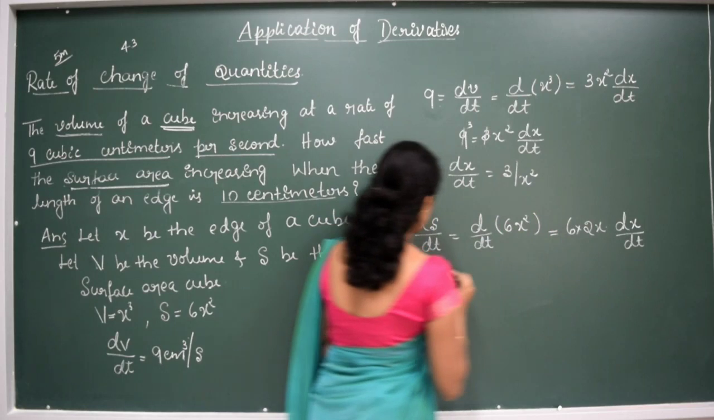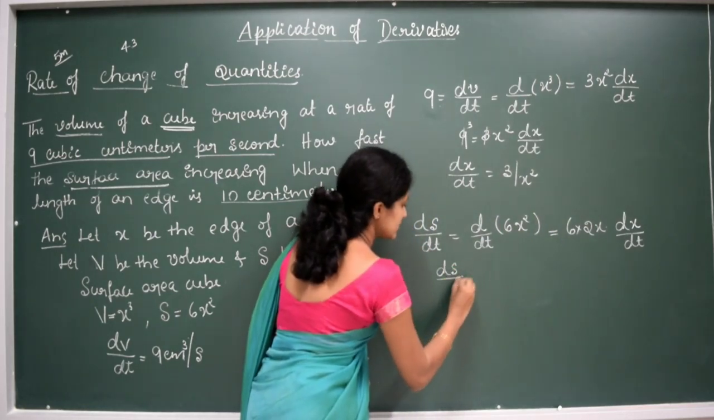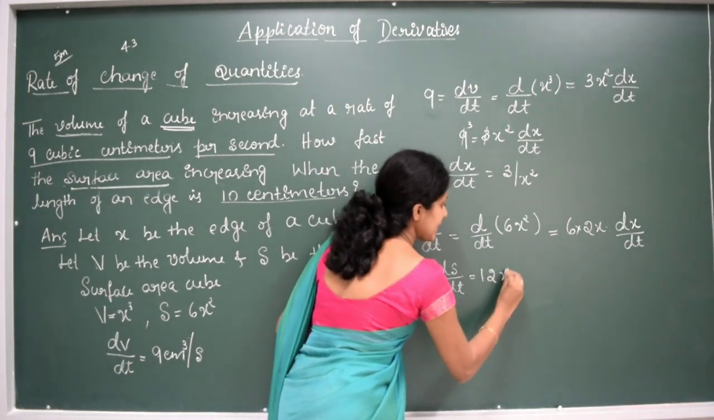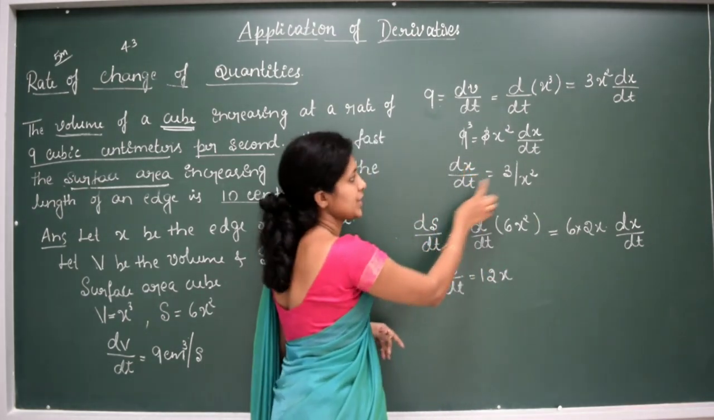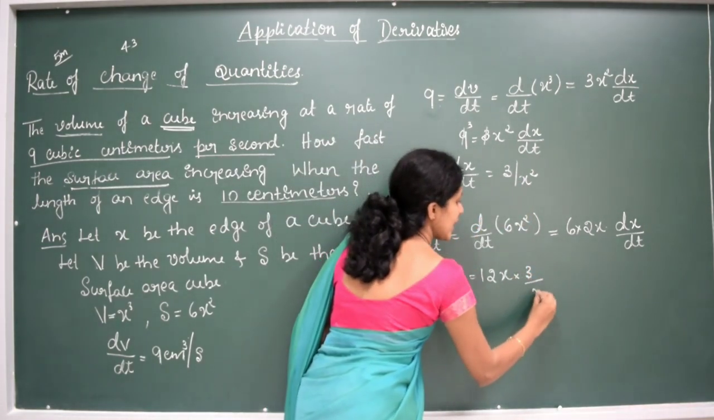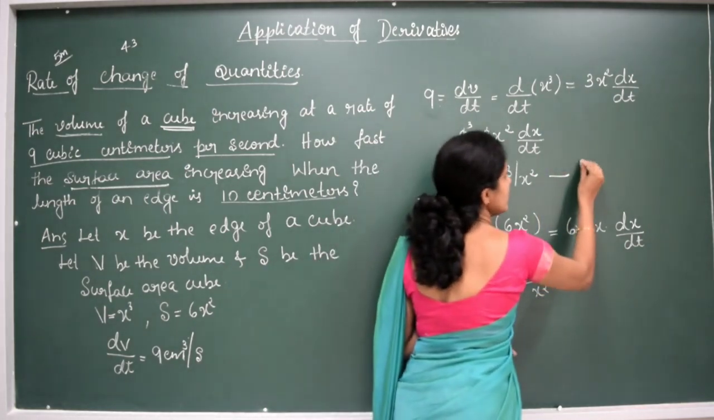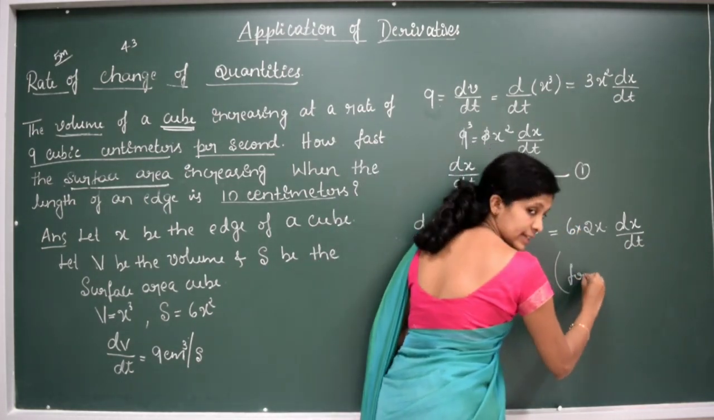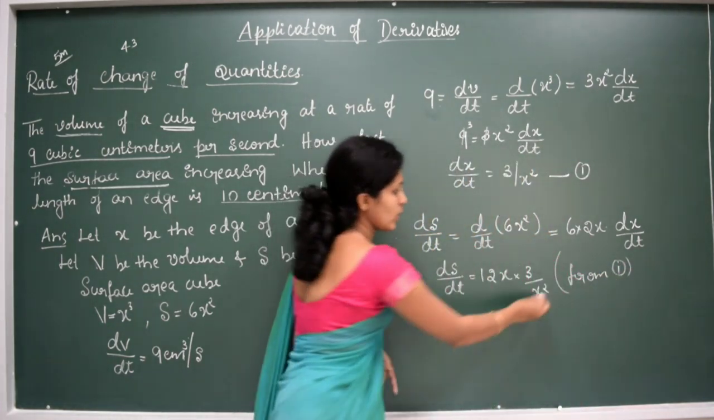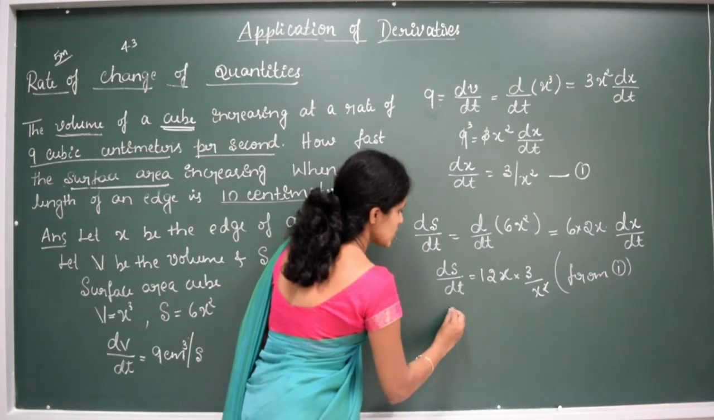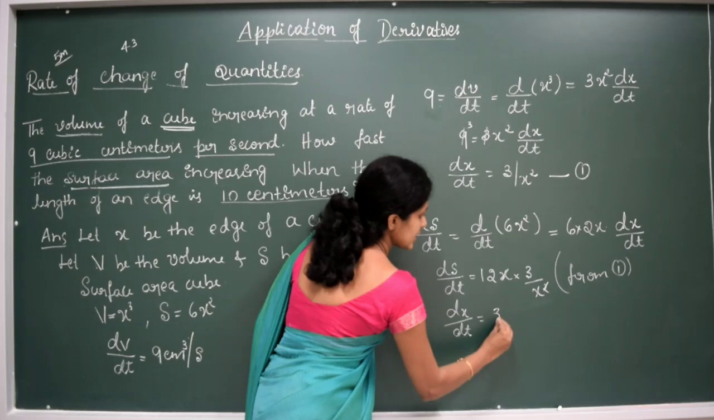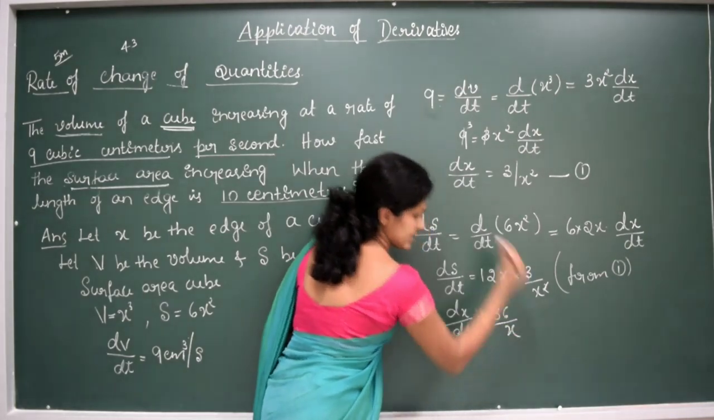Is it clear? So by this what we got, dS by dt is equal to 6 into 2, which is 12x, and here we have the value of dx by dt. It is 3 by x square, right? We will substitute that 3 divided by x square. I will consider this as 1, okay? From 1 we have substituted the value of dx by dt. Now here x and x will get cancelled. So we got dS by dt is equal to 36 divided by x.